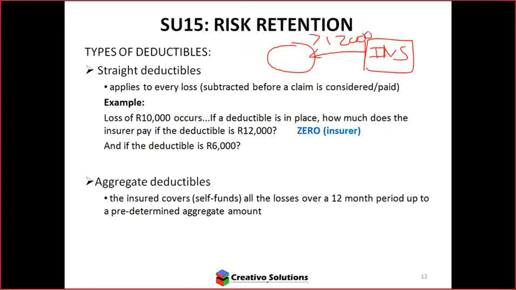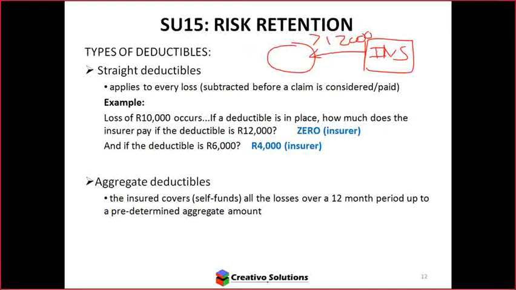The business will have to pay that. How much? The business pays how much? 6,000. Yes, and the insurer pays how much? Nothing. 4,000. Okay, so it's very similar to an excess.